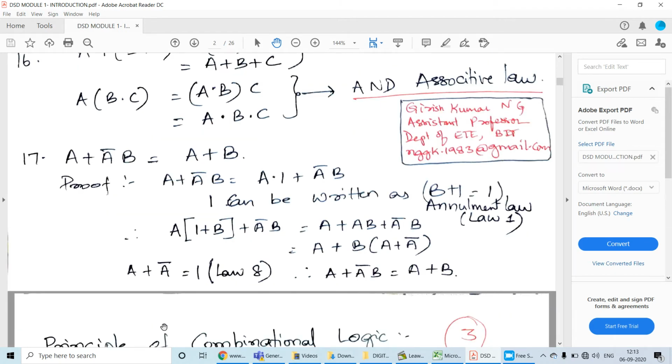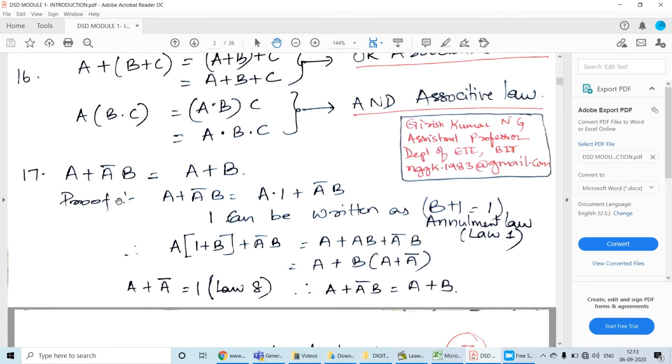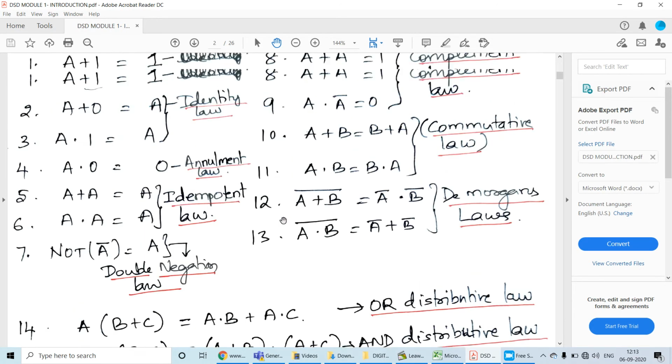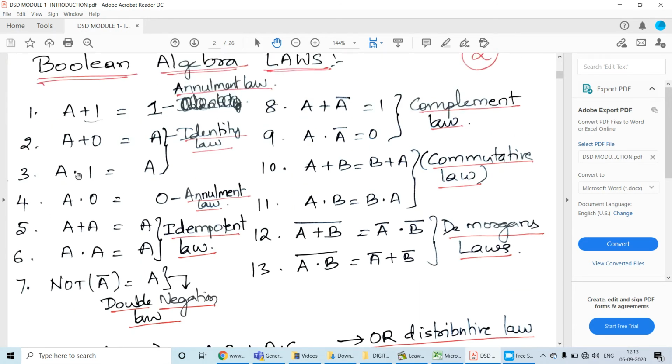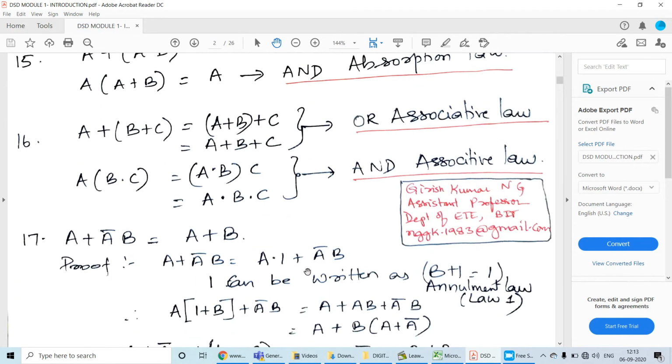Finally, we have the 17th proof, which is A plus A bar B, which will be equal to A plus B. A small proof for this: we can write A plus A bar B as A into 1. A into 1 equals A, right? That we have seen earlier in the identity law, which is A into 1 equals A. So therefore I will put that here: A into 1 plus A bar B.